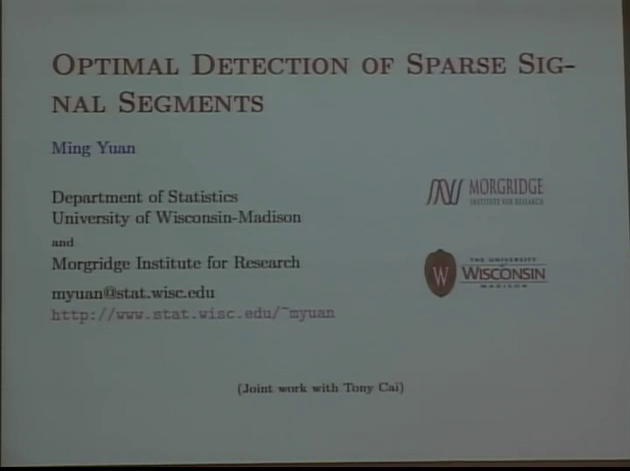So today my talk is going to be based on joint work with a longtime collaborator, Tony Kai, on detection of sparse signal segments. So the basic problem I'm interested in here is very simple. Suppose you have observations on a long sequence, and most of the sequence is actually just pure noise. But you have small segments of signals embedded in this sequence. And my goal is to detect these signals. So the basic question is, to what extent and how can we effectively detect these signals?